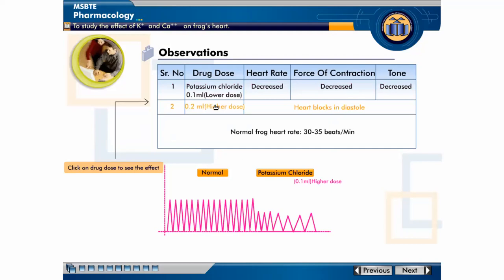Then 0.2 ml. What happened? Heart blocks at diastole. No, the heart stops or heart blocks in the diastole. Relaxation होऊन completely heart block होतं. This is about potassium chloride.